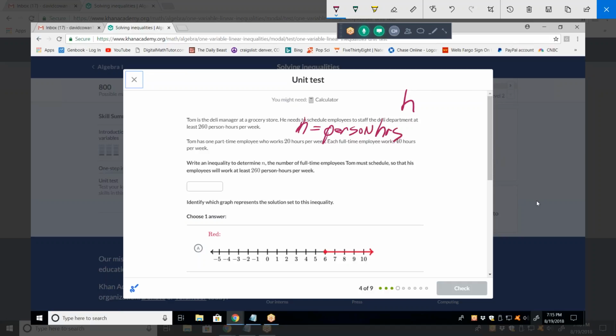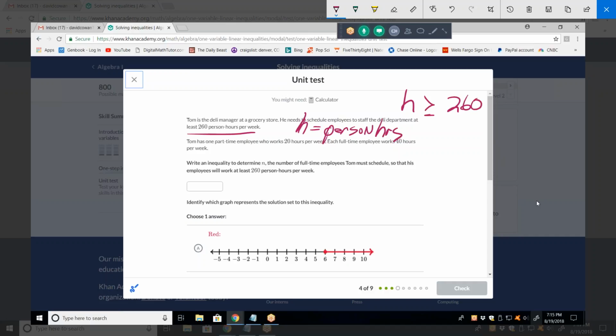That means one person for 8 hours is 8 person hours. 2 people for 8 hours is 16 person hours. Okay. So what's this restriction mean? This means that H must be greater than or equal to 260. Yeah, it's H, but greater than or equal to 260, that's correct.